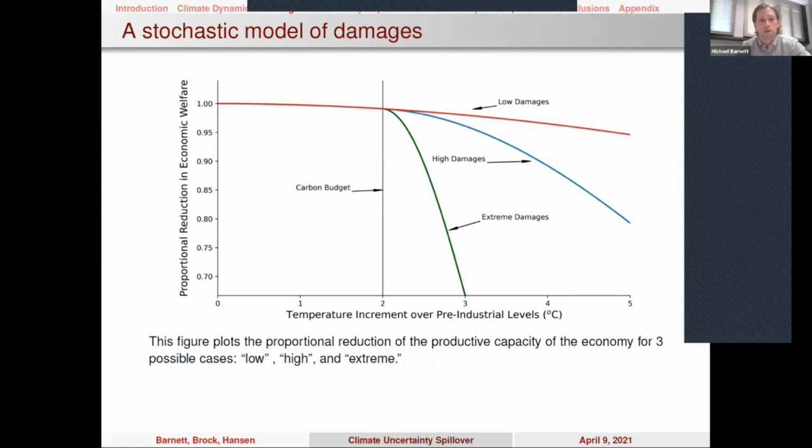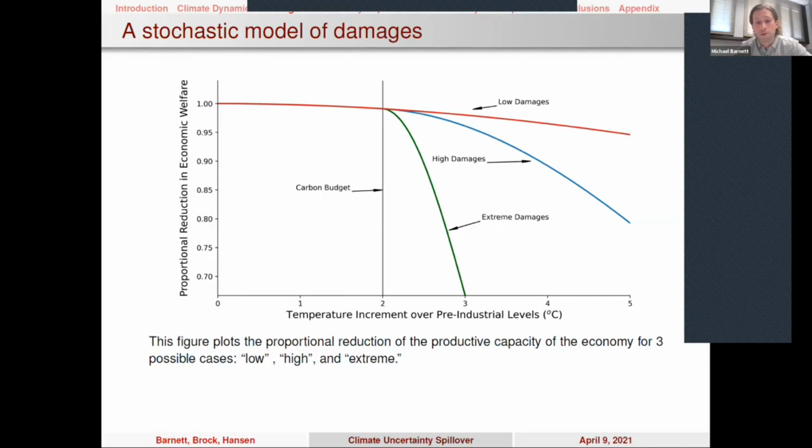The y-axis shows a proportional reduction in economic welfare from damages. The x-axis is the temperature anomaly, or the temperature in degrees Celsius above the pre-industrial level. We have 3 functions here that are going to be basically equivalent up until we reach this solid black vertical line, which we're calling a carbon budget, that a lot of climate scientists and economists are concerned things might become more severe after this point at 2 degrees above the pre-industrial temperature level.